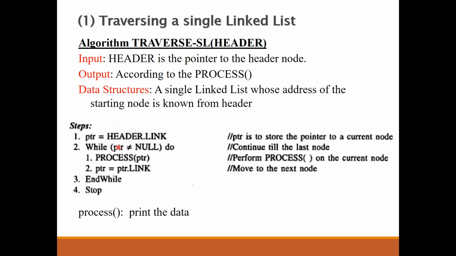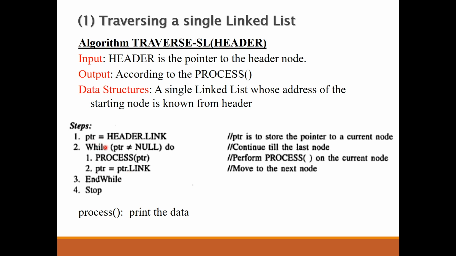Again, we continue the while loop while PTR not equals null. That means PTR contains the address of an element, that is the second node. If it is not null, again process the second element. Suppose there is no third element, and it contains only two nodes. That is, the link part of the second element will have the null value. In that case, PTR is equal to PTR dot link, and the link part of the second element contains null since this is the last node.